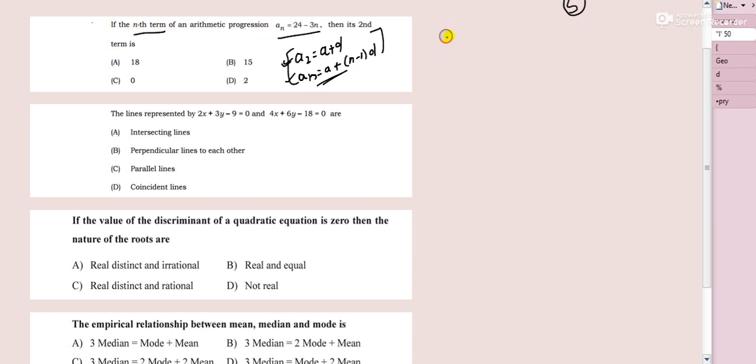They have given you a formula: an is 24 minus 3n, and here they have asked what is its second term. So at the place of n, just keep the value of 2. So 24 minus 3 into 2, what is that? 3 2s are 6, so 24 minus 6 is 18. So option number A. In exam, if this is question number 1, you have to write the answer as question number 1, answer is A, option number A, 18. You have to write like this.